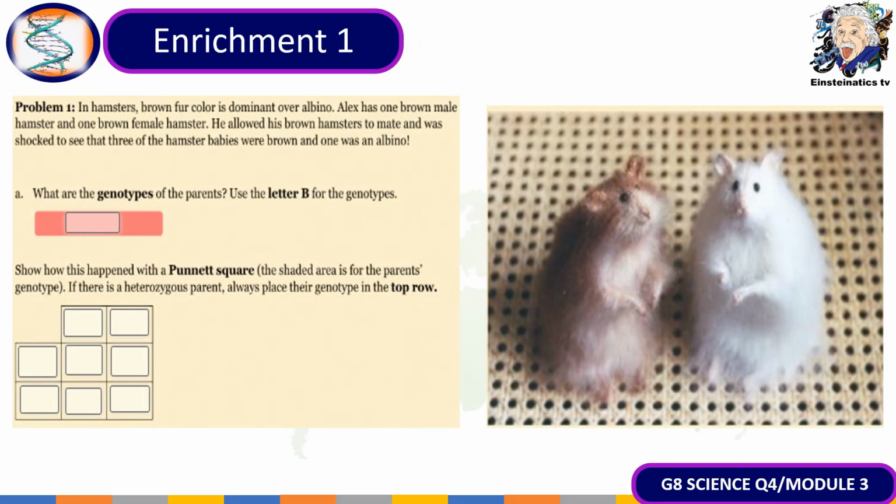Now, for the first enrichment exercises, what you will do is to find a solution to the problem. Alex has 2 pets, and he was amazed that one of the offspring was an albino. Now, your task is to find a solution or to find an answer as to how an albino came up from his 2 pets by using now the Punnett square.